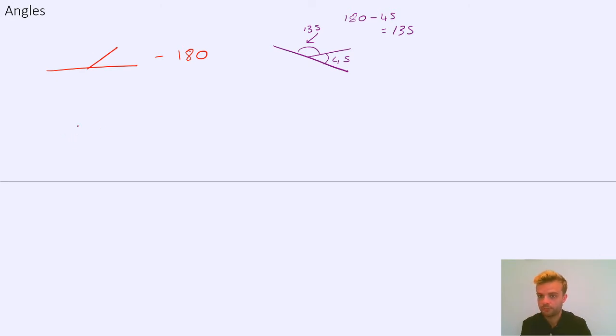Similar for angles around a point. If I draw something like this with 1, 2, 3, those angles add up to 360. So angles in a circle, if all your angles make a circle together, that means they're around a point, and those angles add up to 360 degrees.